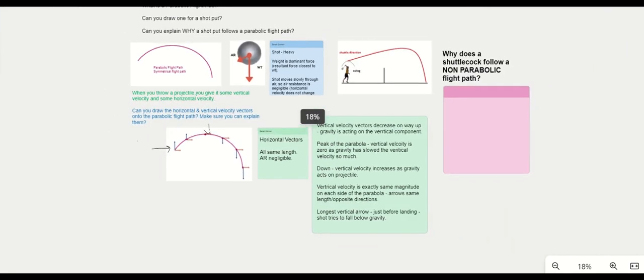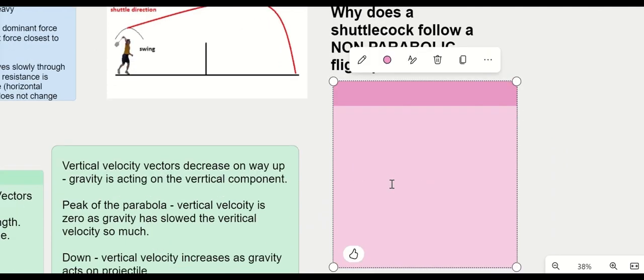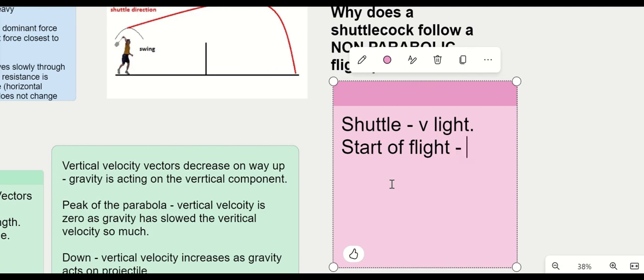And then last but not least, let's look at the shuttlecock. That follows a non-parabolic flight path. And the reason it follows a non-parabolic flight path is because a shuttle is very light. So at the start of the flight, when you hit it with the badminton racket, it's got a small weight force because it's really light. But that means when we hit it, we can hit it really fast.